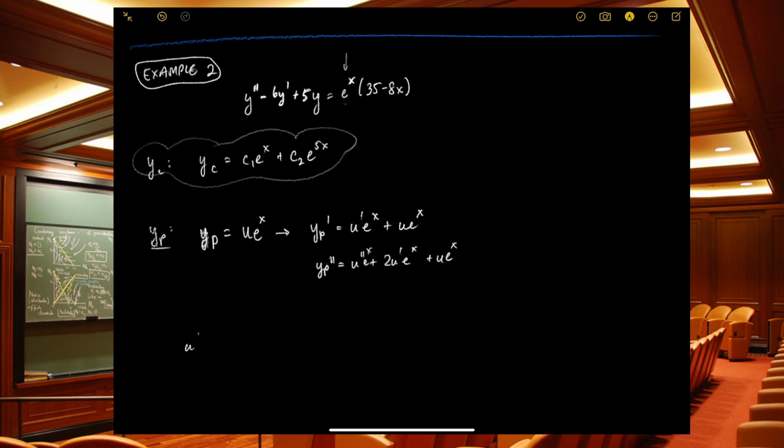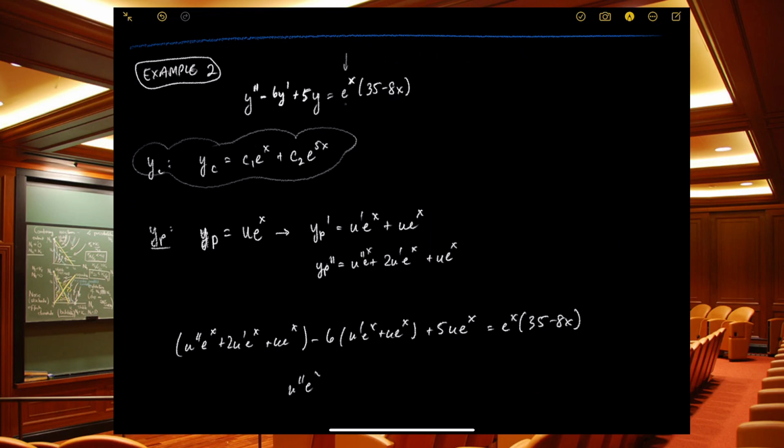So y double prime minus 6y prime. Y prime here is u prime e to the x plus u e to the x, and then plus y. Right, so what's going to happen over here is we will get u double prime e to the x. Let's cancel out all the e to the x's first, and we'll just be left with an equation involving u.